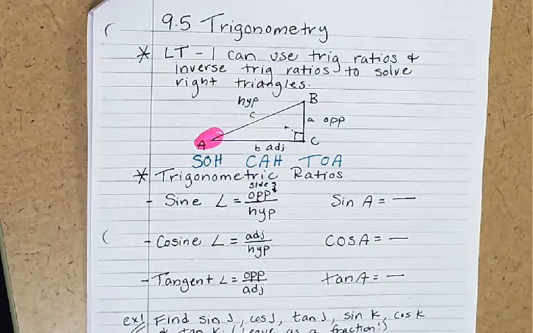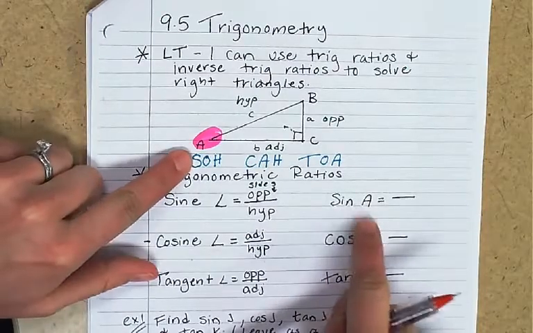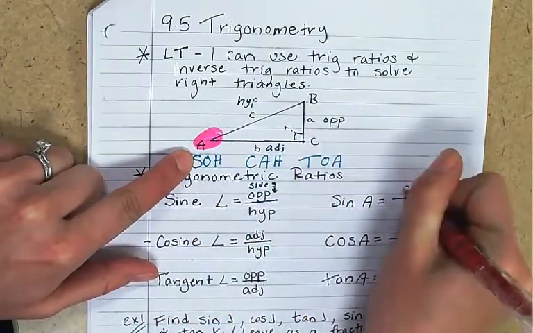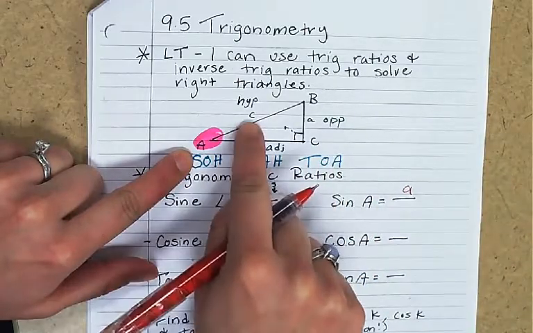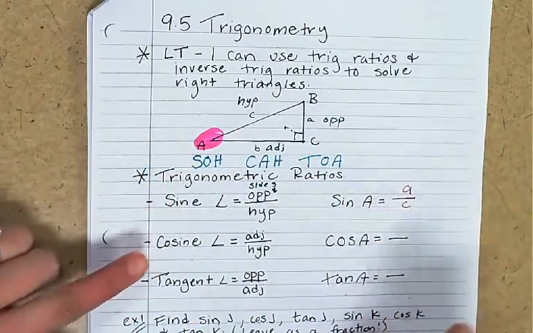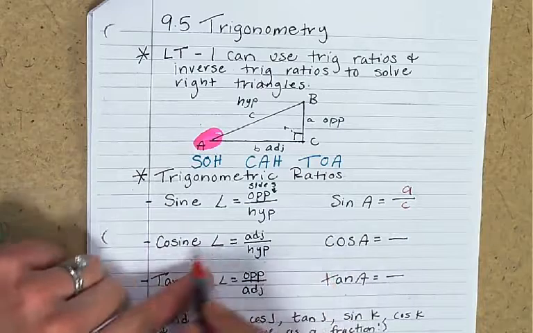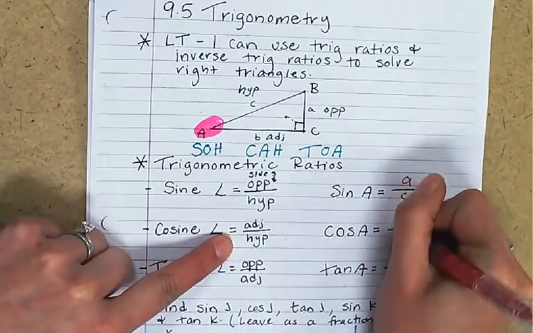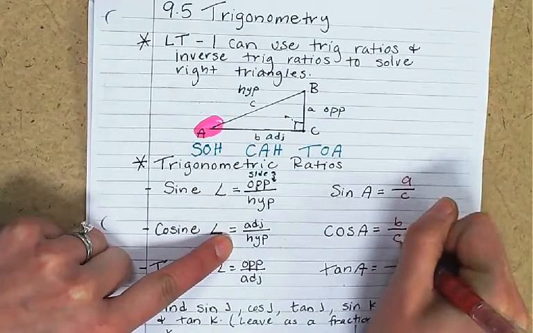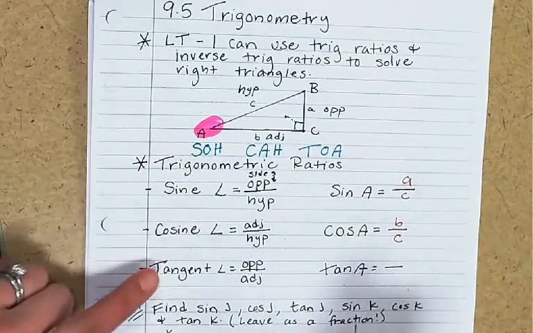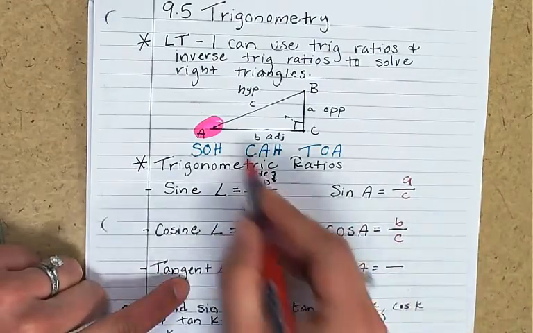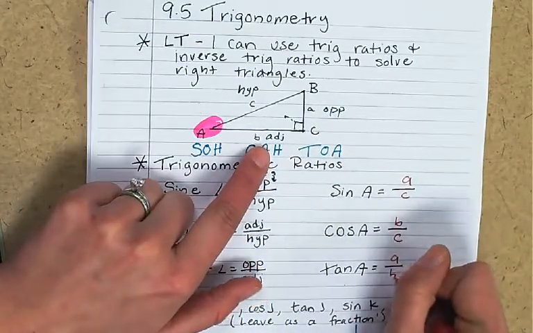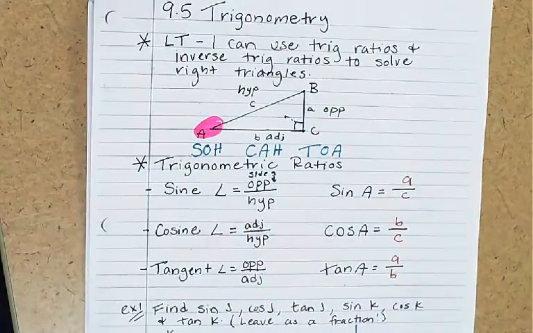So the way you write out the trig ratio for the sine of angle A, it's the opposite side over the hypotenuse, which we have as letter C. Cosine of angle A is the adjacent side, which is B, over the hypotenuse, which is still C. And the last one, the tangent of angle A, is the opposite side over the adjacent side. So that's how you write out those ratios.